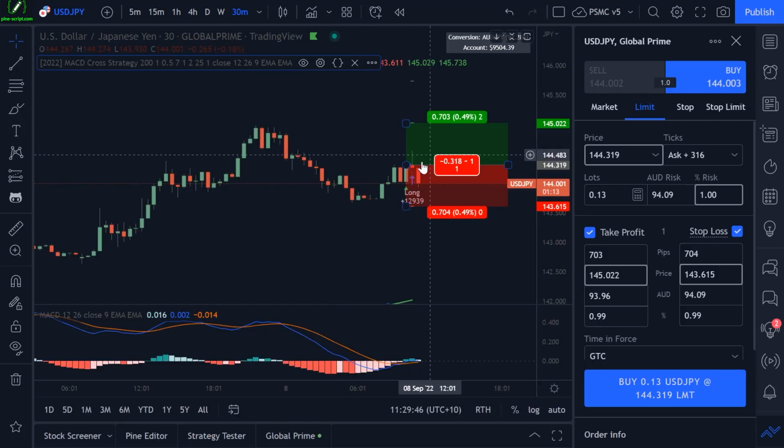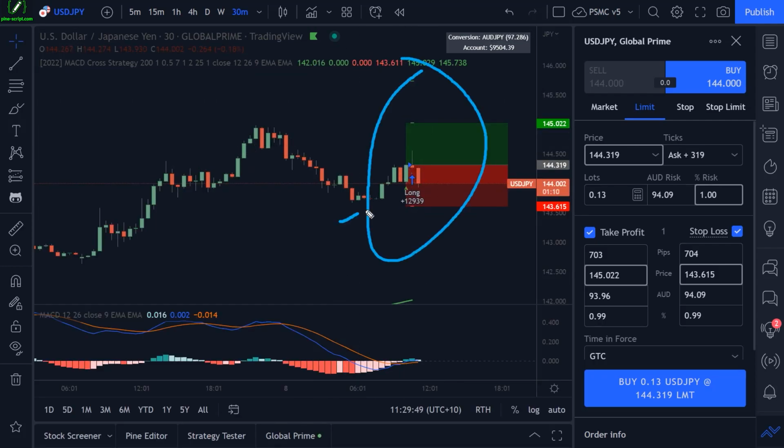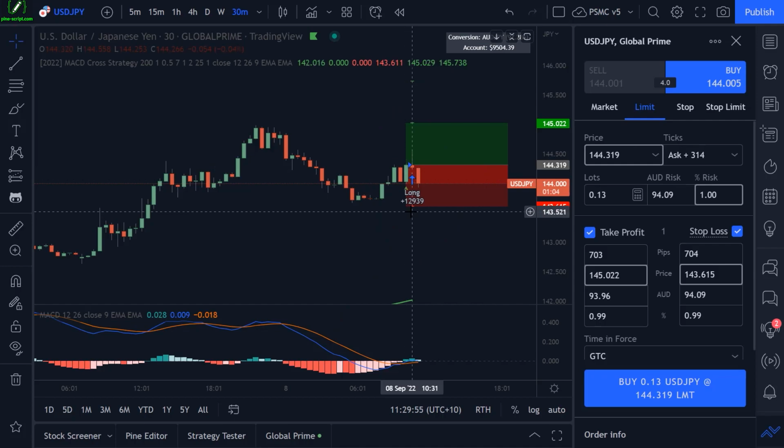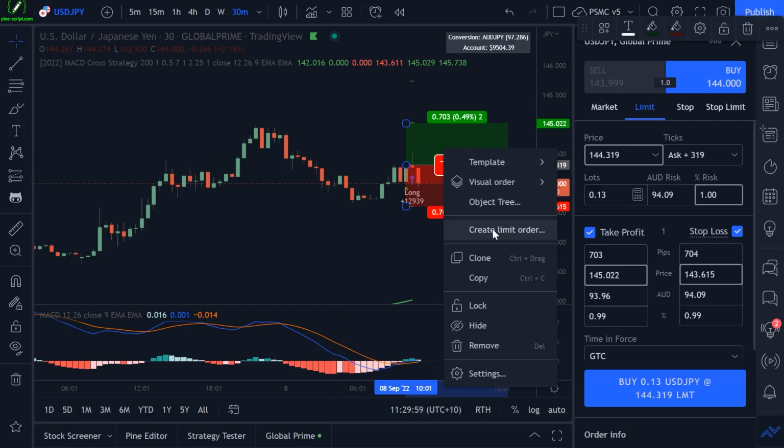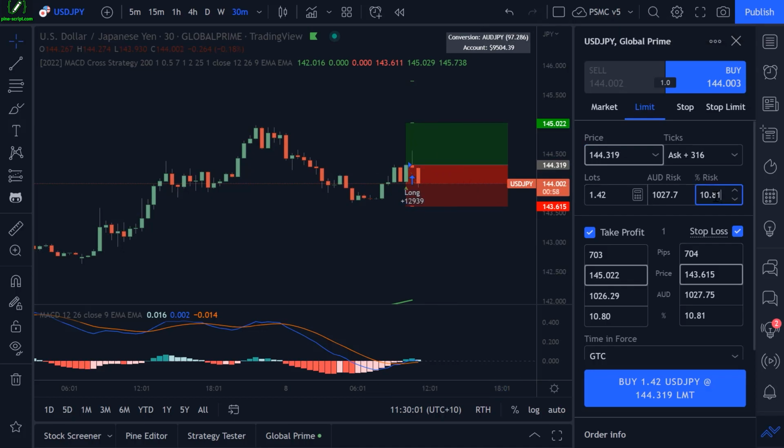I've put on a position tool here on this latest signal, the signal of this MACD system was generated an hour ago. And here's my stop loss, my entry, and my initial take profit. If I right click this and click create limit order, and I set my risk to 1%, my position size is 0.13 or 13 mini lots or 13,000 units.